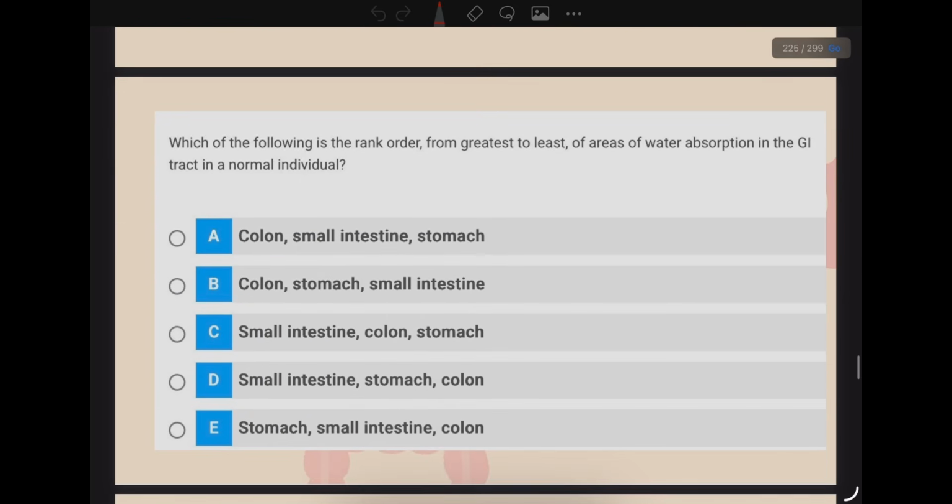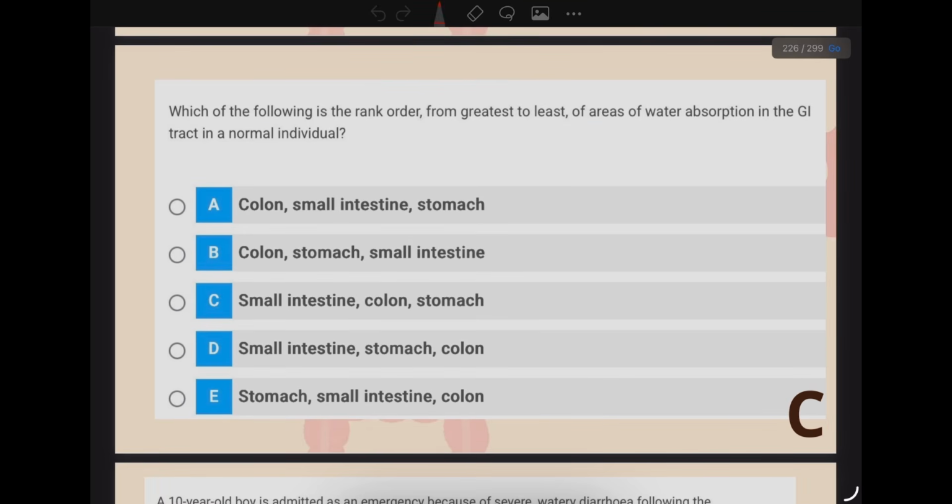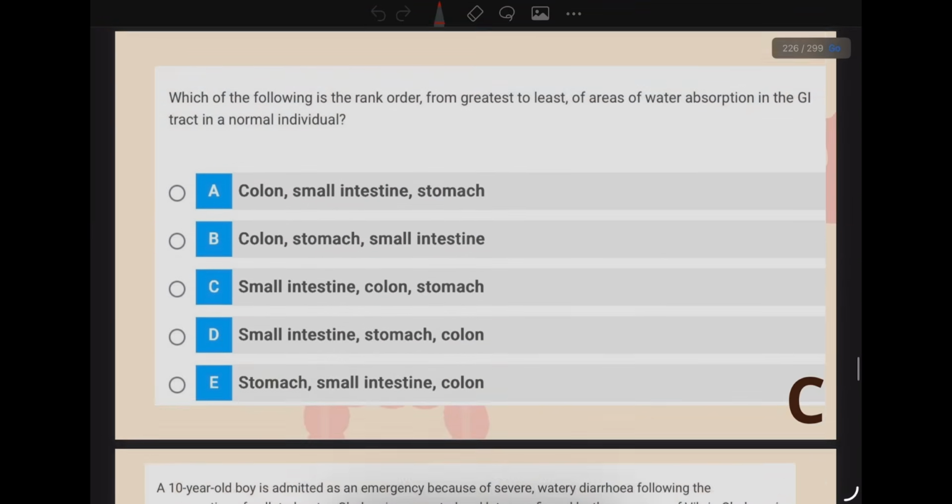Now, which of the following is the rank order from most to least of areas of water absorption in the GI tract in a normal individual? Yeah, it's small intestine, colon, then stomach. I think I mentioned it in the slides. Maybe I forgot to say it, but basically small intestine. We will discuss it in Dr. Abdelrahman's lecture, inshallah, so don't worry about it. But for now, just know, small intestines, colon, stomach, they go in this order.